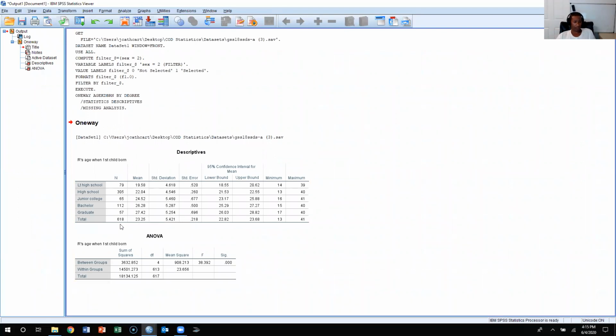So 618 women answered this question. This is the sample of less than high school, the sample for high school, the sample for junior college, the sample for bachelor, and the sample for people who have graduate degrees. As you can see, for the women who had less than high school degree, the mean age when the first kid was born was 19.58. For high school, it goes up to 22.04. For junior college, it goes up to 24.52. For women with bachelor's, it goes to 26.28. And for women with graduate level degrees, it goes up to 27.42.